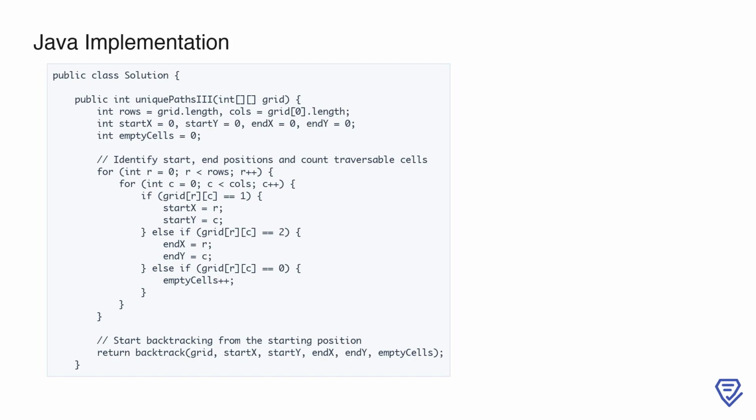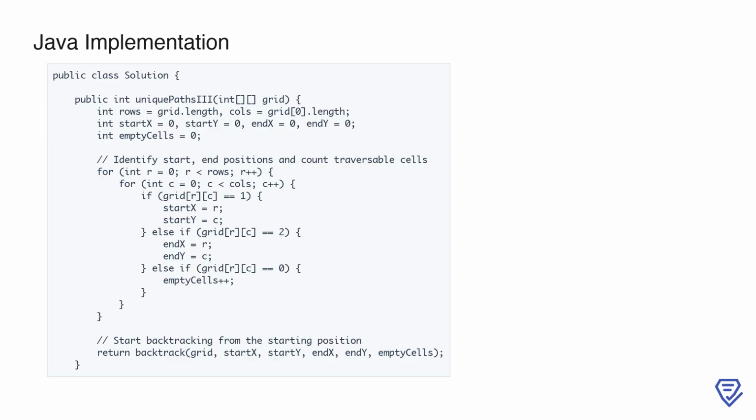The grid represents the puzzle, where 1 is the starting point, 2 is the end point, and 0 represents empty cells we need to walk through. We start by initializing variables to store the dimensions of the grid, the coordinates of the start and end points, and a counter for the number of traversable empty cells.